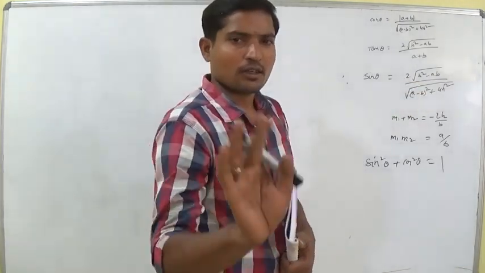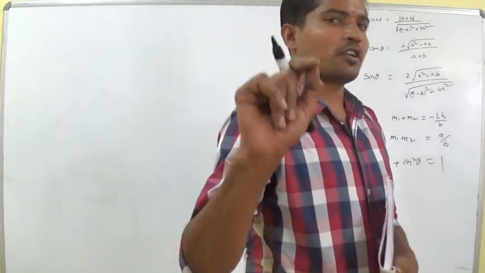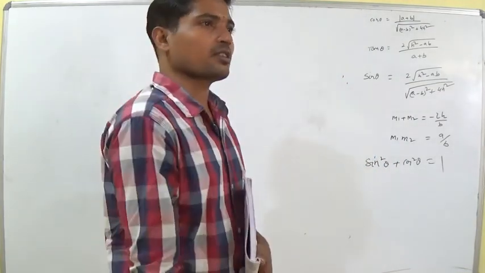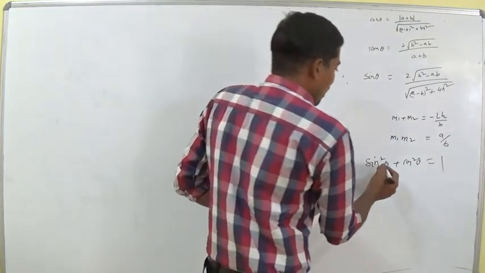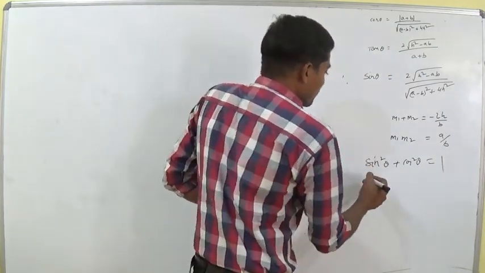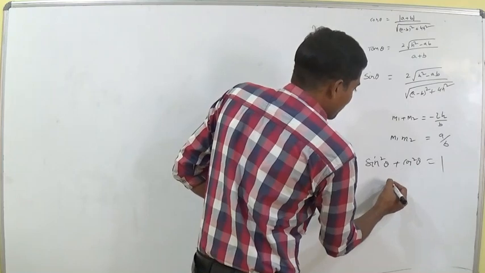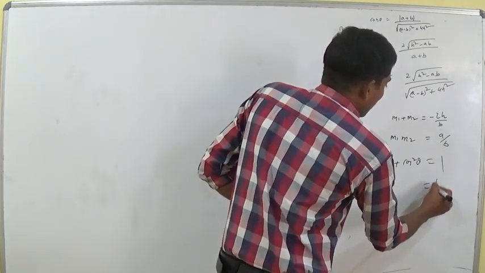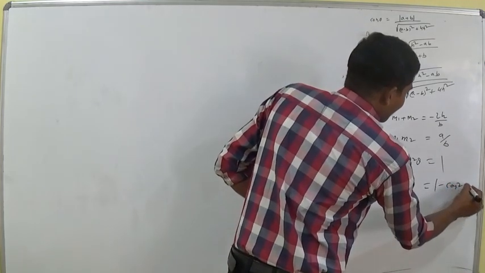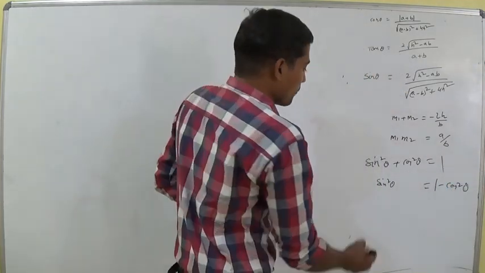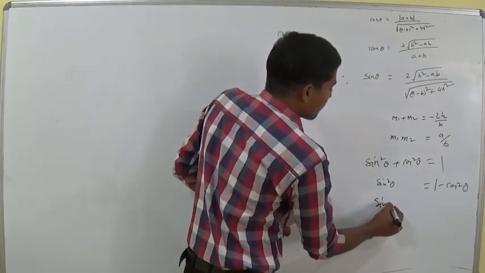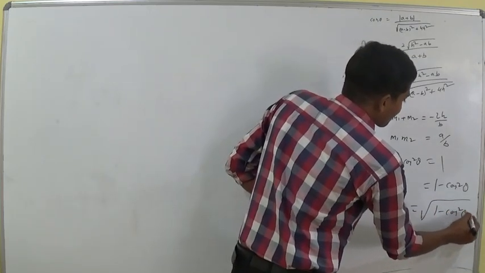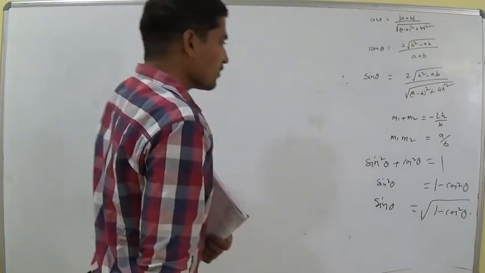Sin theta is equal to 2 into square root of h square minus ab by square root of a minus b whole square plus 4h square. Then, how can I solve? I have to use the identity sin square theta is equal to 1 minus cos square theta, right? So sin theta is equal to square root of 1 minus cos square theta, right?